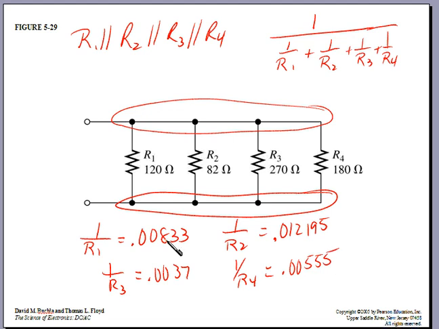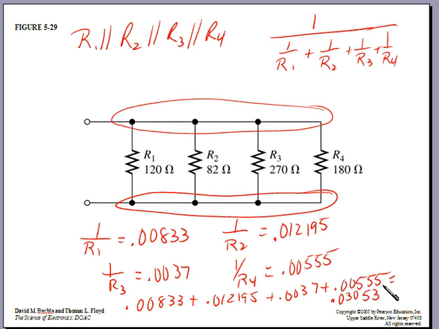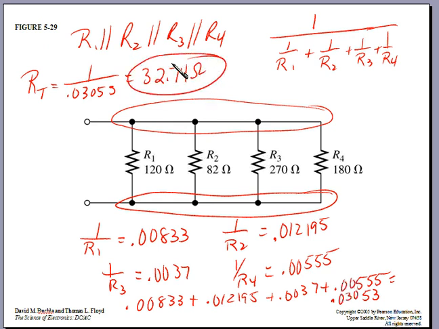Now all I need to do here is add all these up. Let's see if I can fit this in. 0.00833 plus 0.012195 plus 0.0037 plus 0.00555, and that gives me 0.03053. And finally, RT is 1 over that, 0.03053, which is equal to 32.74 ohms. So here, my total resistance is 32.74 ohms.